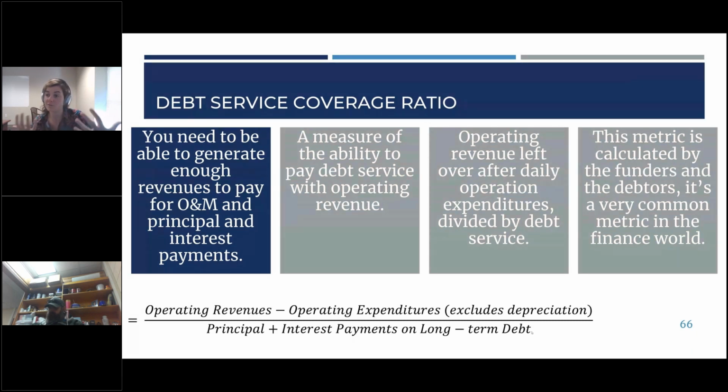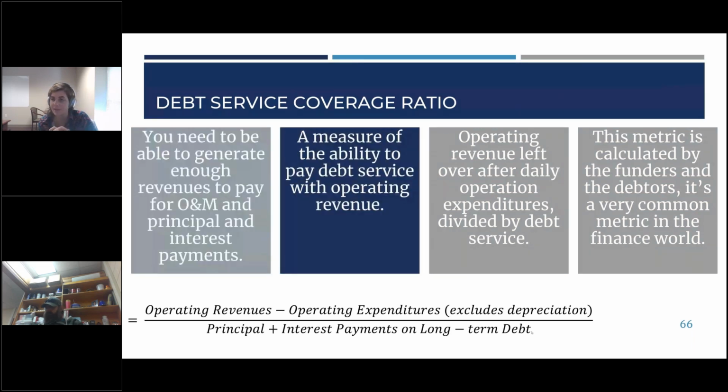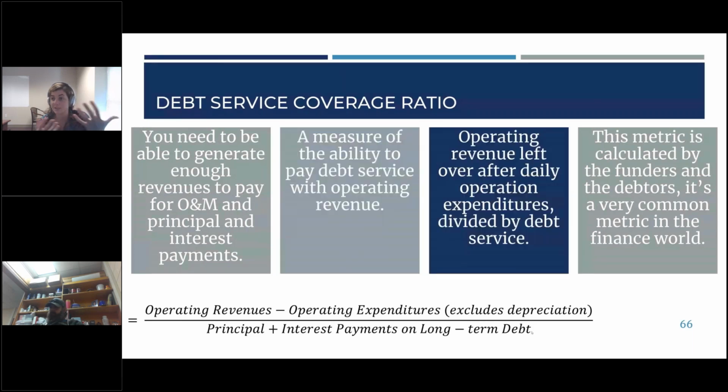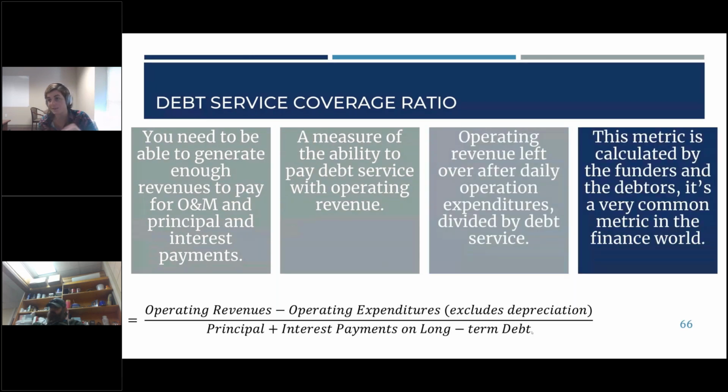That's our ability to cover our debt service, right? That debt service coverage. Whenever, from a utility perspective, you need to make sure that you're bringing in enough revenues to pay for those O&M costs and the principal and interest payments. It's a measure of the ability to pay the debt service with operating revenue. It's the operating revenue that's left over after you've covered those day-to-day expenditures. And this is a very common metric for lenders.